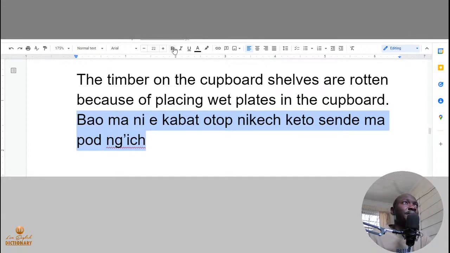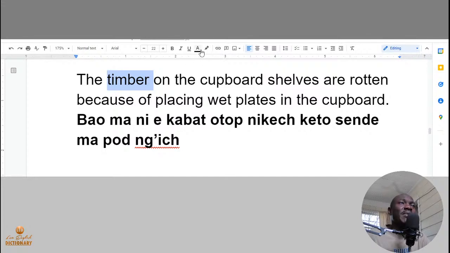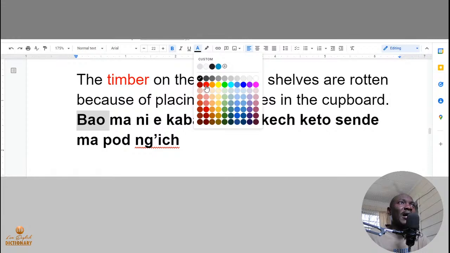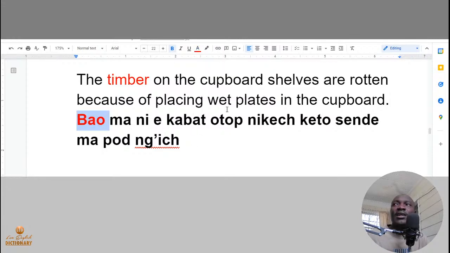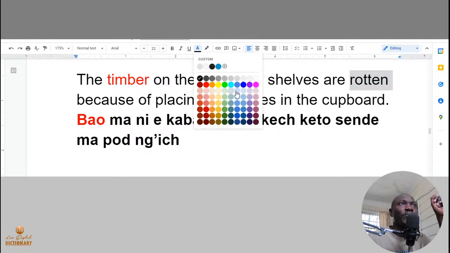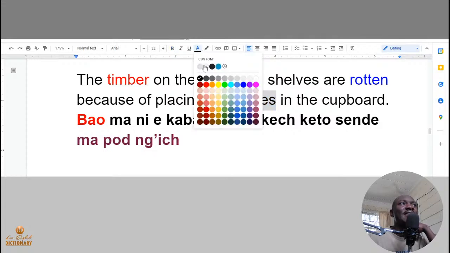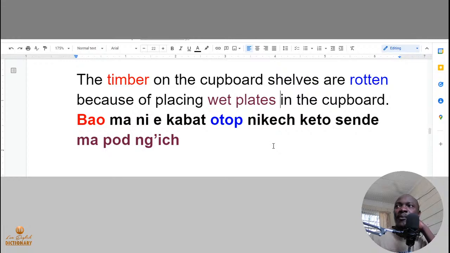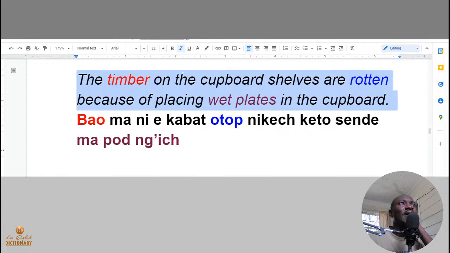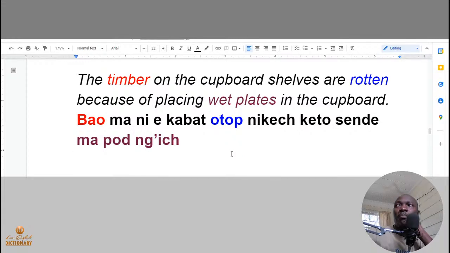So this means timber is bao. So bao is timber. Bao ma ni e kabat, the timber in the cupboard. I didn't talk about the shelf. Bao ma ni e kabat o top nikech keto sende is rotten because. So rotten is top. Rotten means top. O top. Nikech keto sende mapod ngich. So, mapod ngich. That is still. So, wet plates. That is still wet. Mapod ngich. Okay? So, bao ma ni e kabat, o top, nikech keto sende, ma pod ngich.